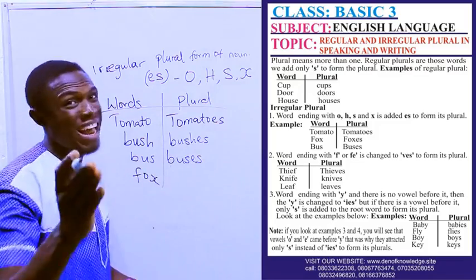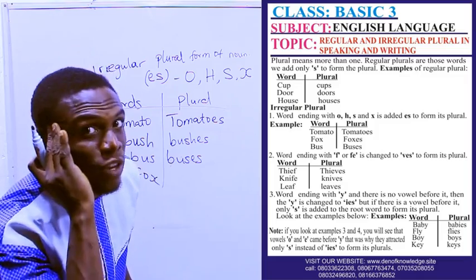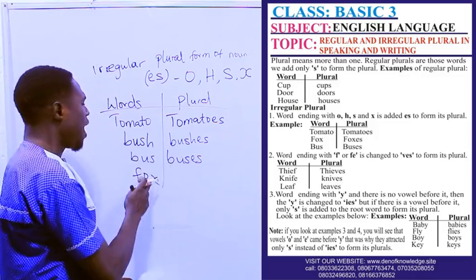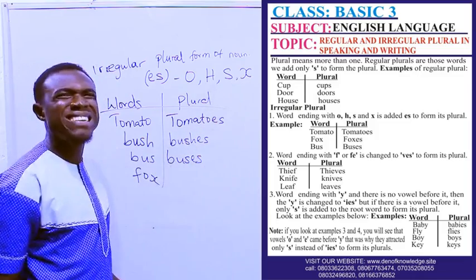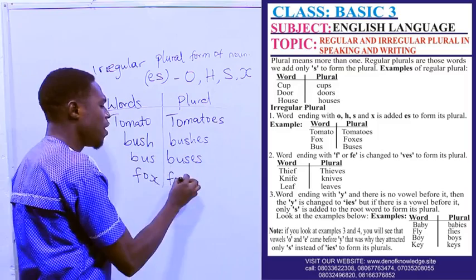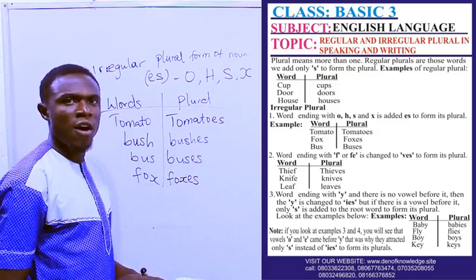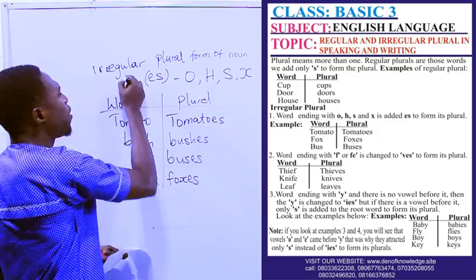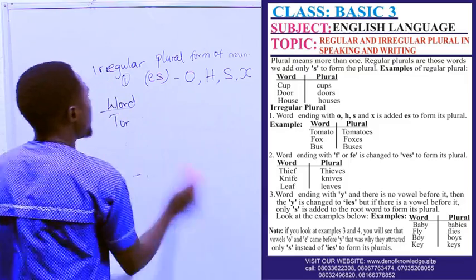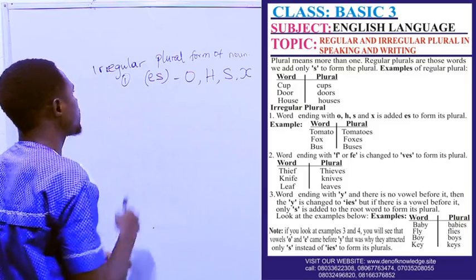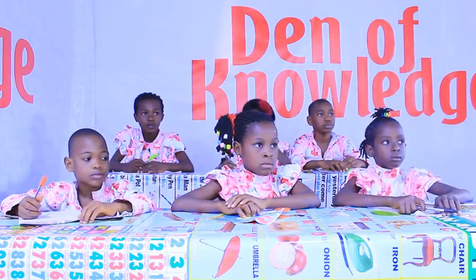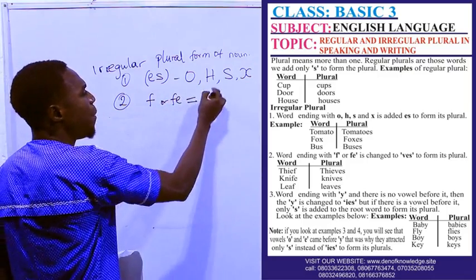And we have fox. Of course, fox is an animal that can run very fast and is very intelligent. You know that, children? Yes. Fox ends with what? Letter X. Because it ends with letter X, we add es, it becomes foxes. Alright? This is number one. We have number two. Number two, words ending with F or FE. You change it and put it what?